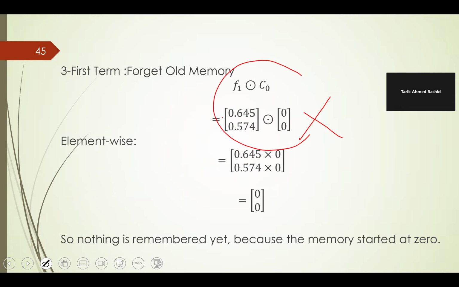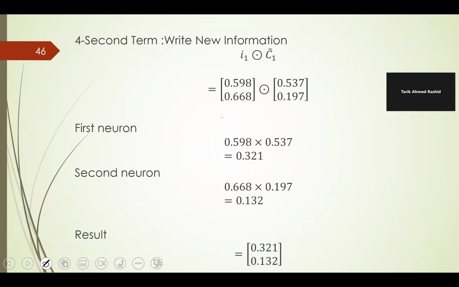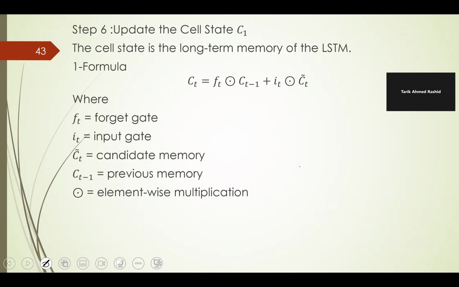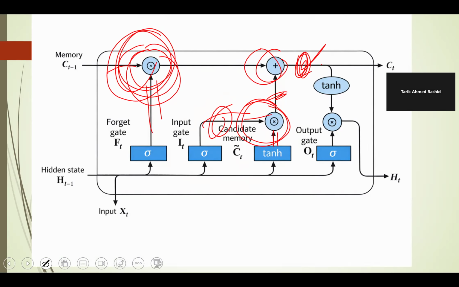So that's zero, and this one is I multiplied by C tilde. So this is the input, and that's C tilde. This is the information that we received, plus the zero that we have from the forget multiplied by the initial memory. So that is the result that we receive. C1 is 0.321, 0.132. So in other words, it is this result here.